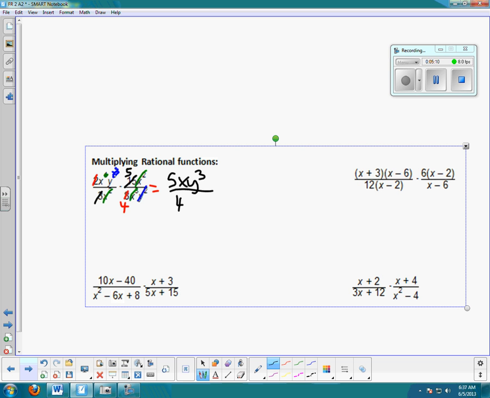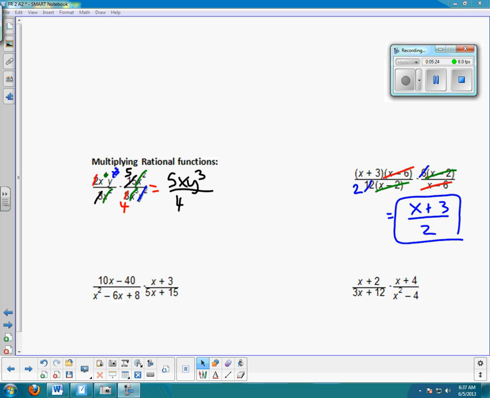All right, we also did this when they were already factored for us. That was the next easy step. And if you want to go ahead and try that, pause the video and try that one. Okay, so as you can see, because it was already factored for us, it was easy to see the factors that cancel. The x minus 6 is canceled, the x minus 2 is canceled, and the 6 and 12 both have 6 in them. And what we would have left over would just be x plus 3 over 2.